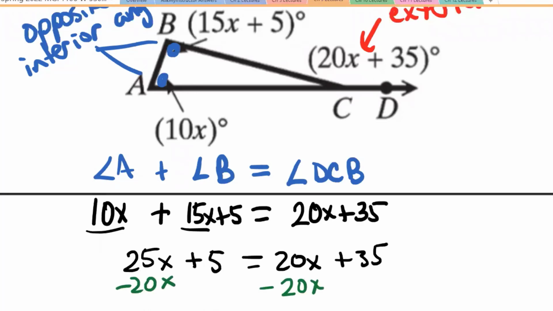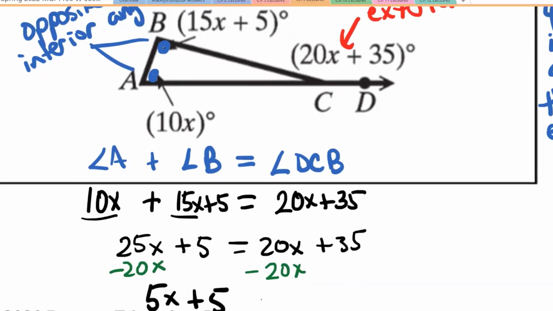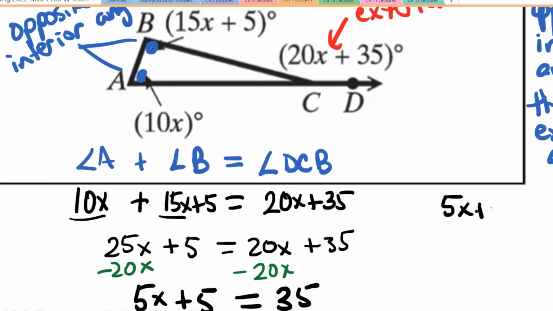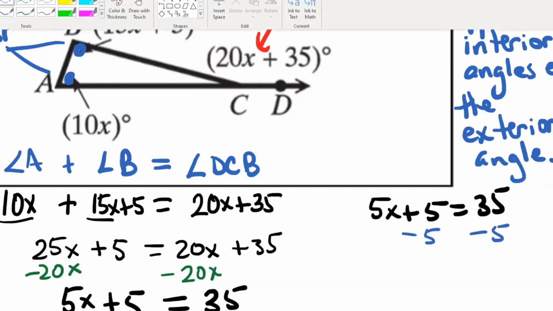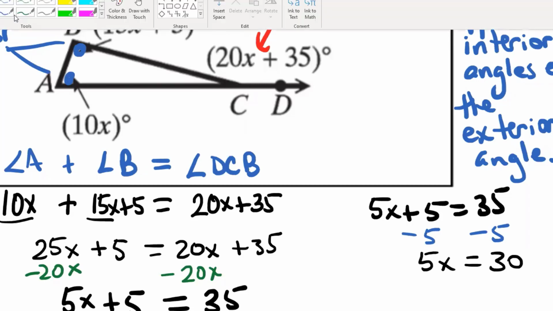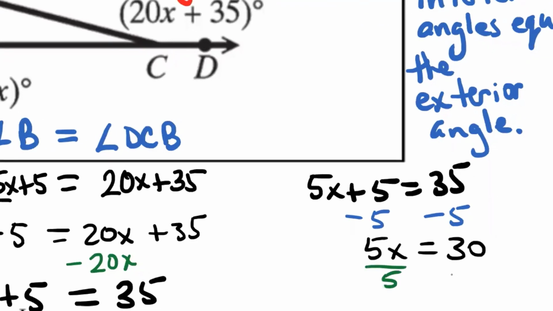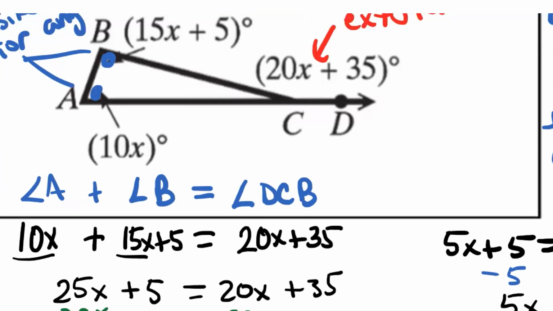We did 3. Okay, so that's going to be 5x plus 5 equals 35. And then what would I do? That's right. Subtract 5 from both sides. So that would give us 5x equals 30. And the last step is to divide. So we're going to get x equals 6. And then we need to plug in to figure out what each of the angles would be.